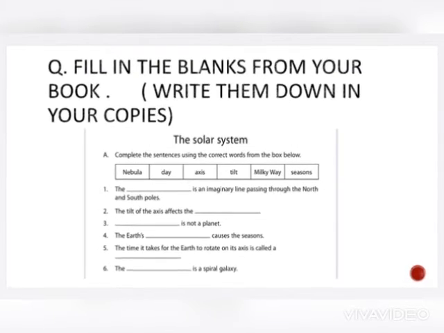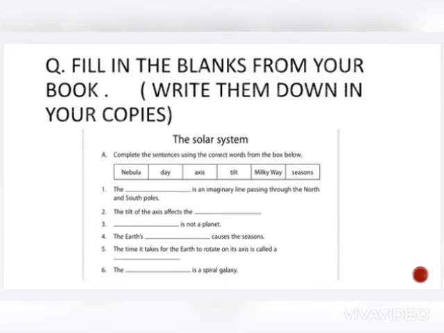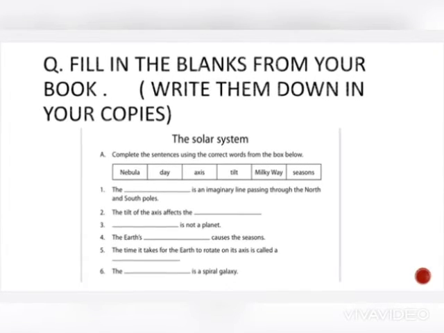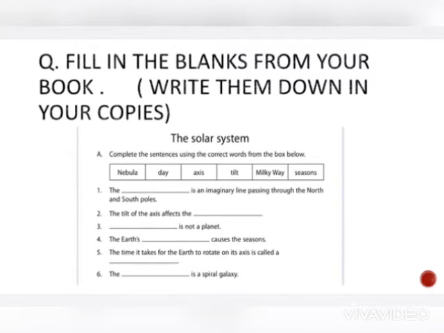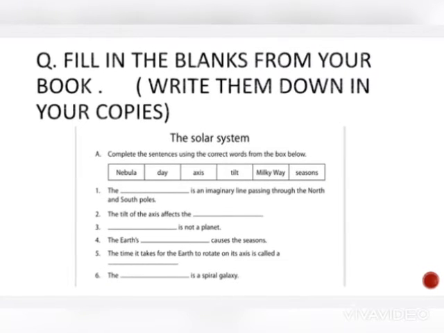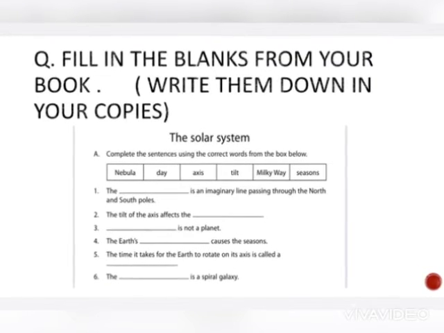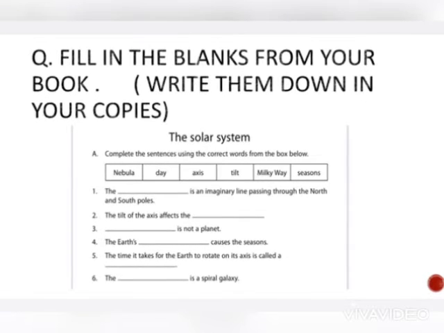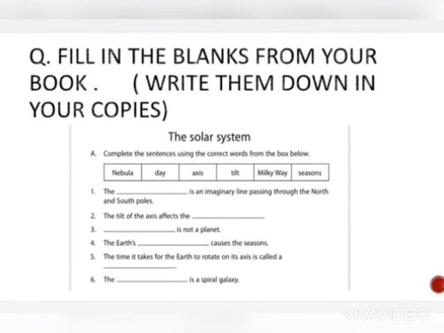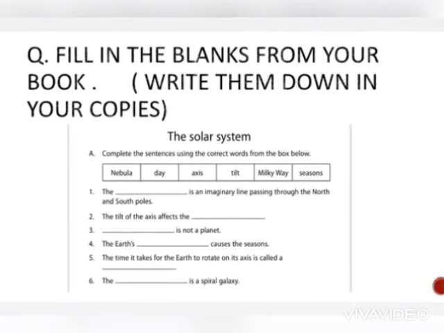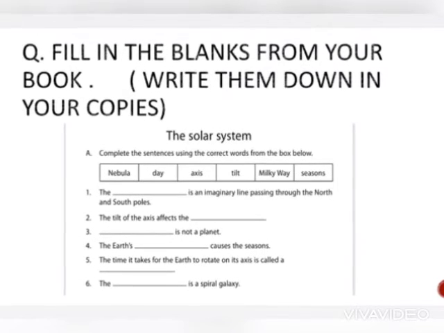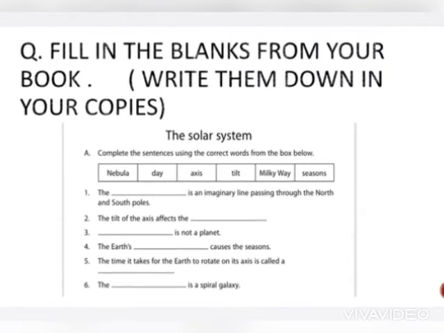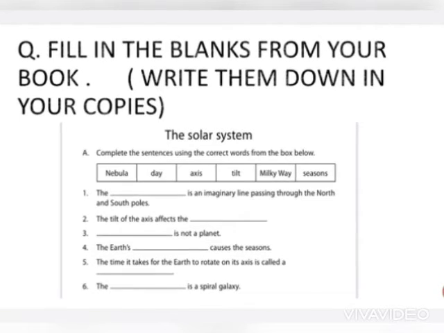Moving next, you will write these 6 fill in the blanks in your notebooks. These are very important from an objective point of view. So write them down in your notebooks. The first blank is, the dash is an imaginary line passing through the north and south poles. Number 2, the tilt of the axis affects the dash. Number 3, dash is not a planet. Number 4, the earth's dash causes the seasons. Number 5, the time it takes for the earth to rotate on its axis is called a dash. And number 6, the dash is a spiral galaxy.